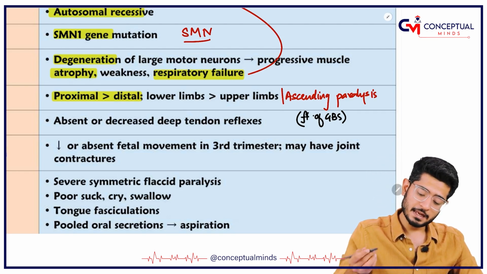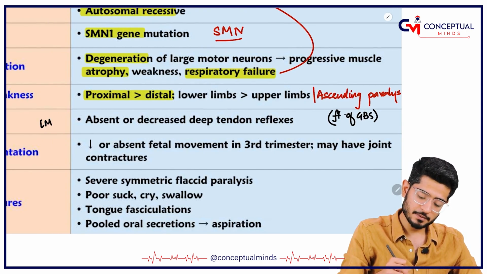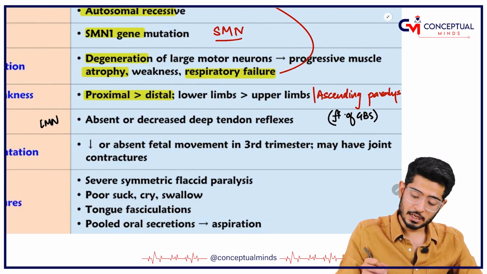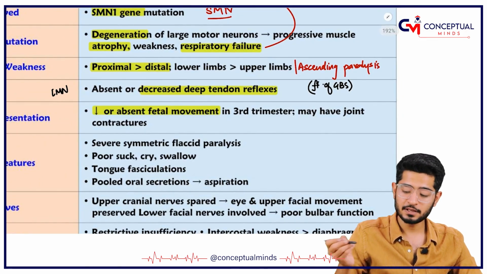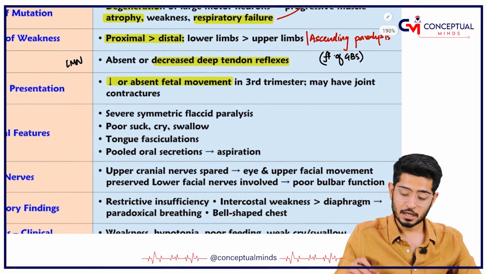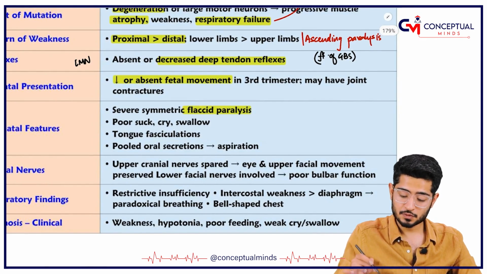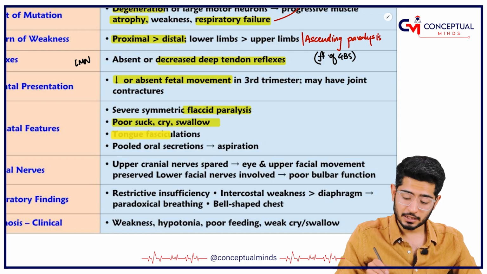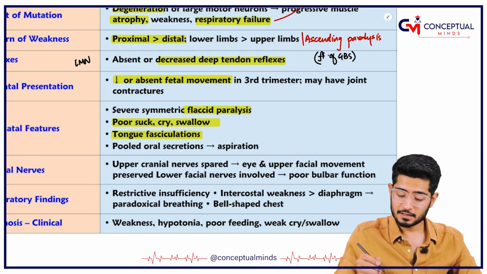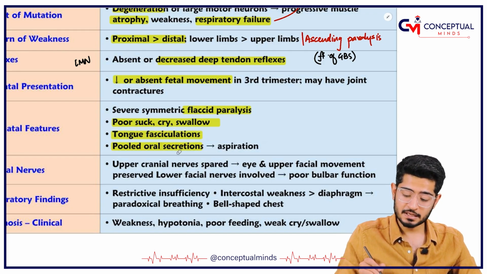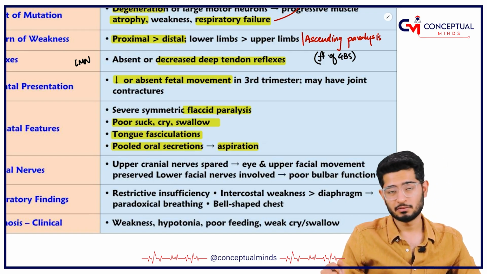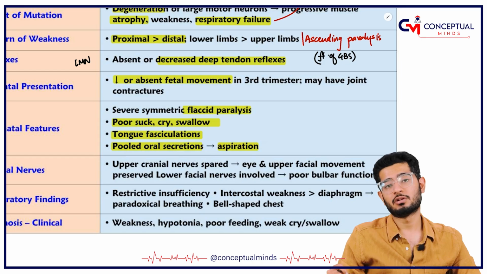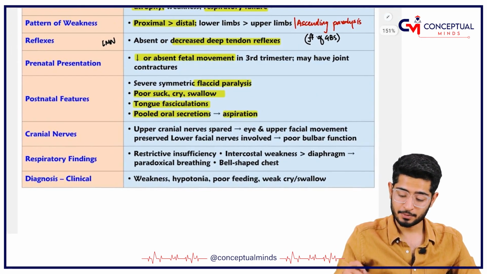Now, since it is an LMN lesion, there are going to be decreased deep tendon reflexes, decreased or absent fetal movement in the third trimester, and flaccid paralysis. The suck, the cry, the swallow are going to be poor, the tongue is going to show fasciculations, and oral secretions can go into the larynx, into the trachea, and aspiration can happen.